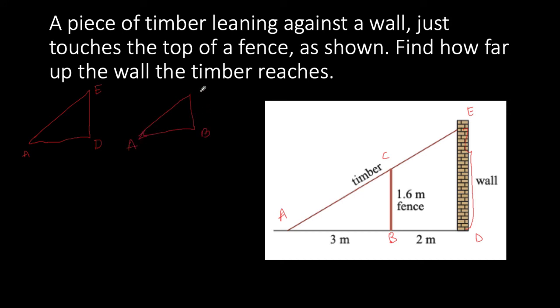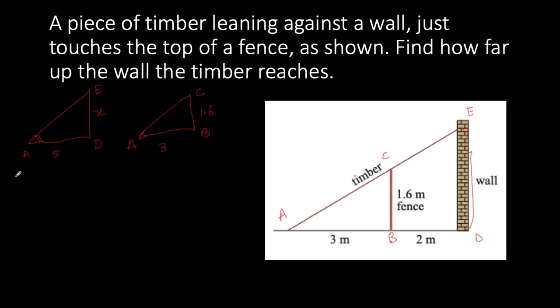A, B and C. Okay, now what is the length of AB? AB is 3. What is the length of AD? AD is 3 plus 2, that is 5. Now what is the length of DE? DE is unknown to us, we can write it as X. What is the length of BC? That is 1.6 meters. Okay, now these two triangles are similar. Yes, these two triangles are similar.